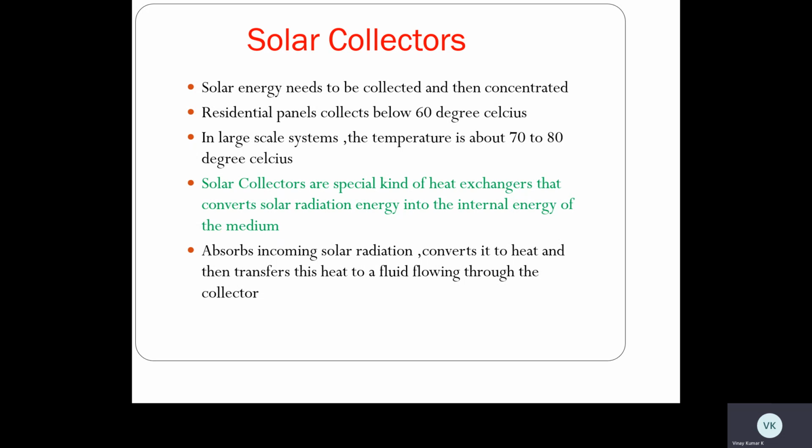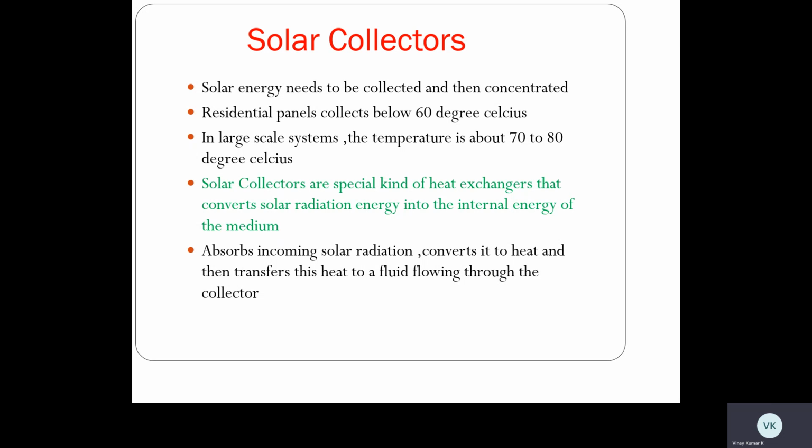And in large scale systems, the temperature is about 70 to 80 degrees Celsius. That is, if we are going to collect the solar energy for our industrial applications or for large scale industries, the temperature will vary up to 70 to 80 degrees. And actually what is meant by solar collectors, as the name itself indicates, these are a special kind of heat exchangers that convert the solar radiation energy. That is, solar radiation energy means electromagnetic radiation.